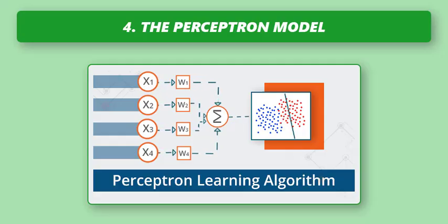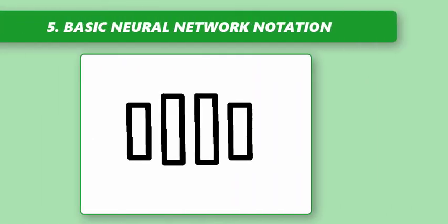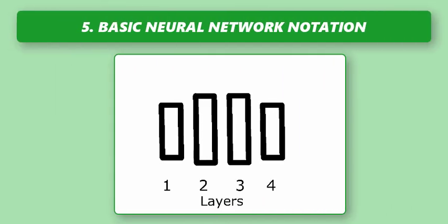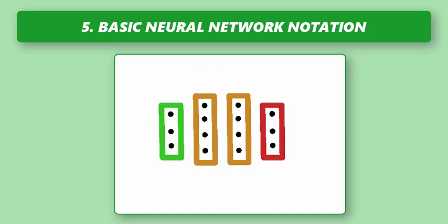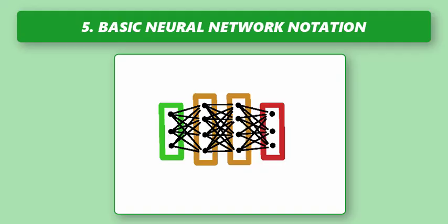We'll see how it takes its inputs, applies weights, adds the biases, and produces an output, all step by step. Next, we'll break down the basic neural network notation. We'll define things like weights, biases, activations such as A to the power L or Z to the power L, W to the power L, and understand how layers and architecture are structured in a neural network.